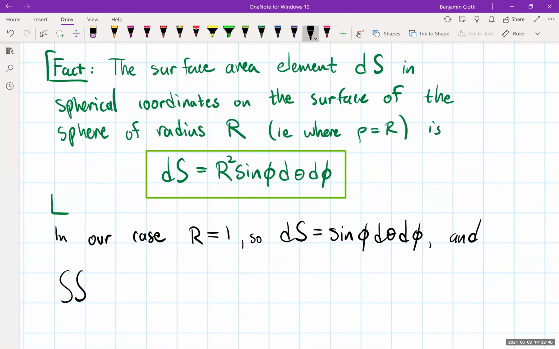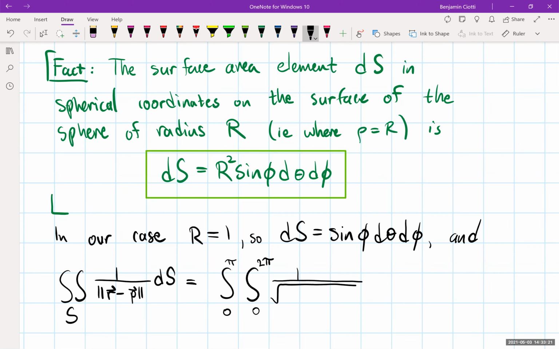So the integral of our function over the sphere is then, let's see, 0 to pi, 0 to 2 pi, of 1 over the square root of 1 plus d squared minus 2d cos phi, times sine phi d theta d phi. There we go.